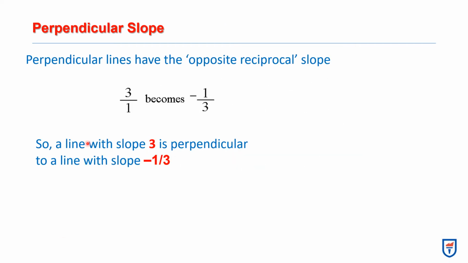As I mentioned, perpendicular lines have opposite reciprocal slopes. If we've got a slope of 3, the opposite reciprocal of 3 is going to be -1 over 3. For example, if we want to find a line that is perpendicular to a line with a slope of 3, the slope of that perpendicular line is going to be -1 divided by the slope of 3. So to find the slope of a line perpendicular to another line, you simply say -1 divided by the slope of that line. Then that becomes the slope of the perpendicular line.